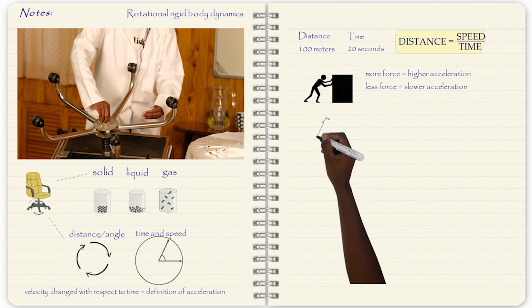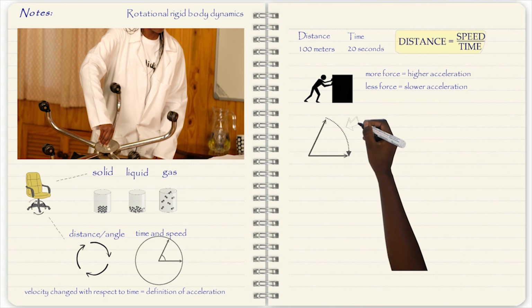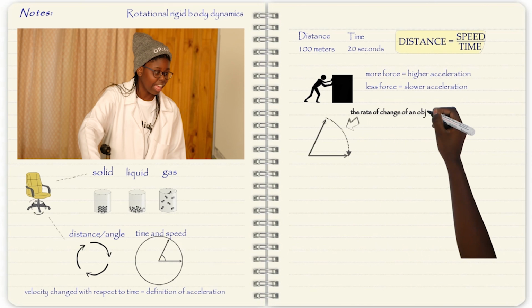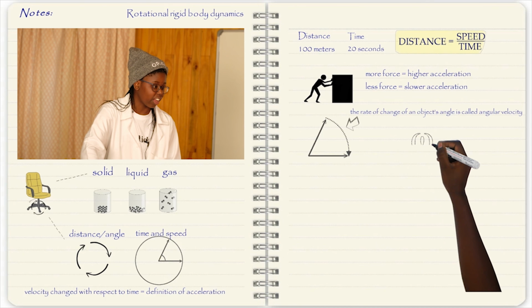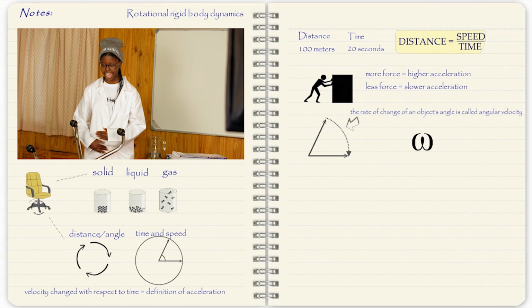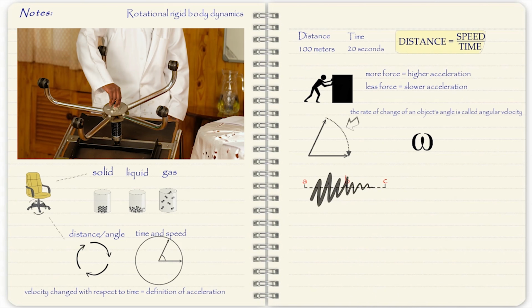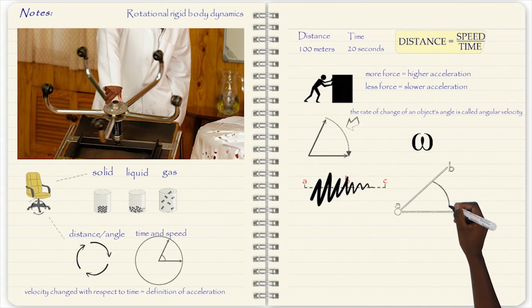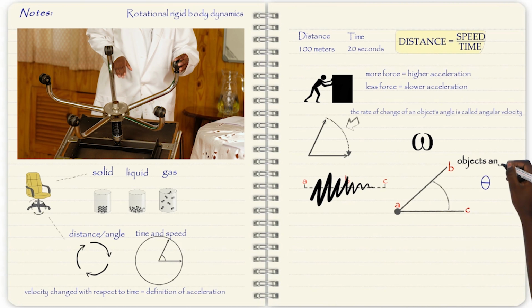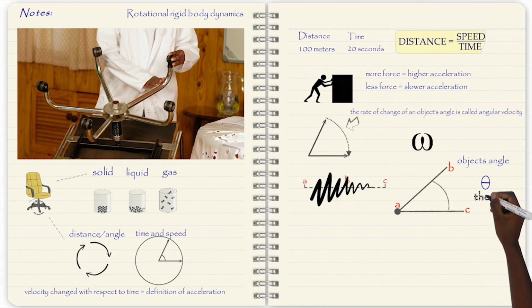The rate of change of an object's angle is represented by the Greek letter omega and is known as angular velocity. It cannot move from point A to B to C like we did during the race. When an object is rotating, what we really want to know is the object's angle, which we call theta.